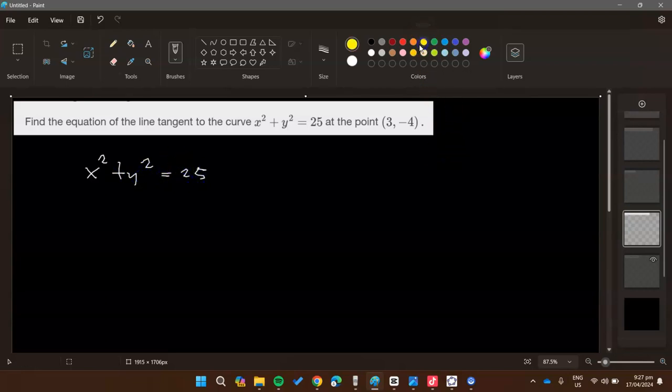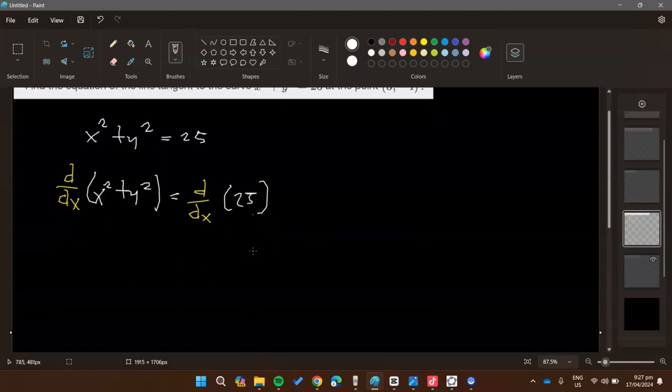And again, first thing that we should do is get the derivative of both sides. So we will do d/dx on both sides. Then we will have d/dx of x squared plus y squared equal to 25. And then what is the derivative of x squared? That is just again 2x, plus the derivative of y squared, which is 2y.